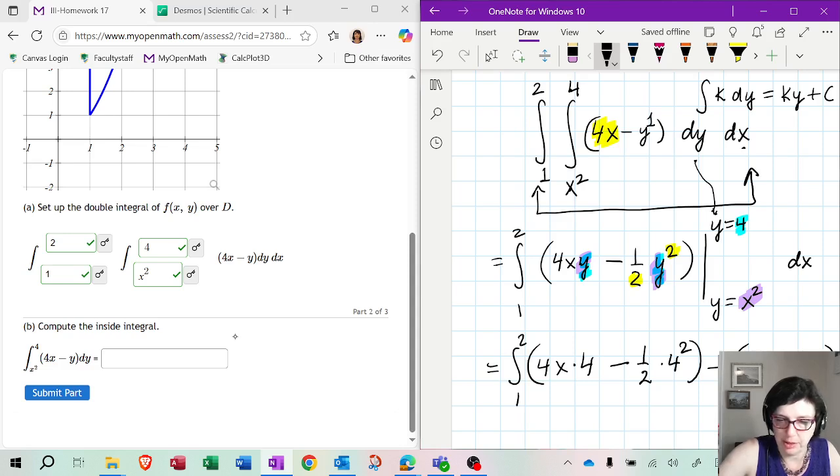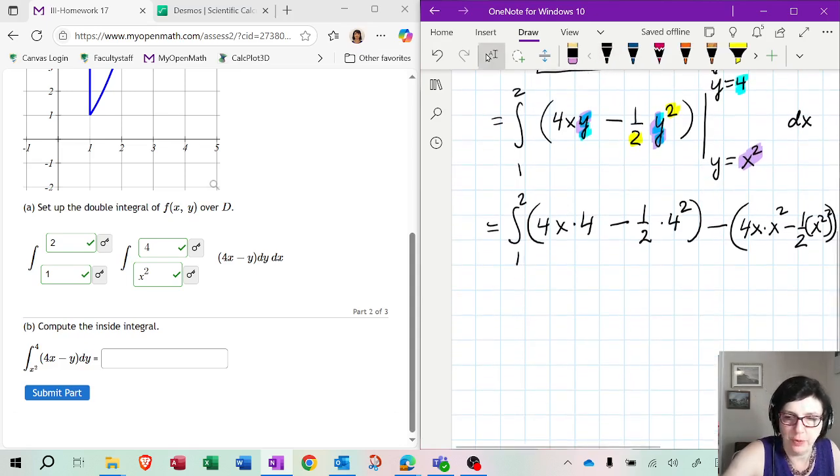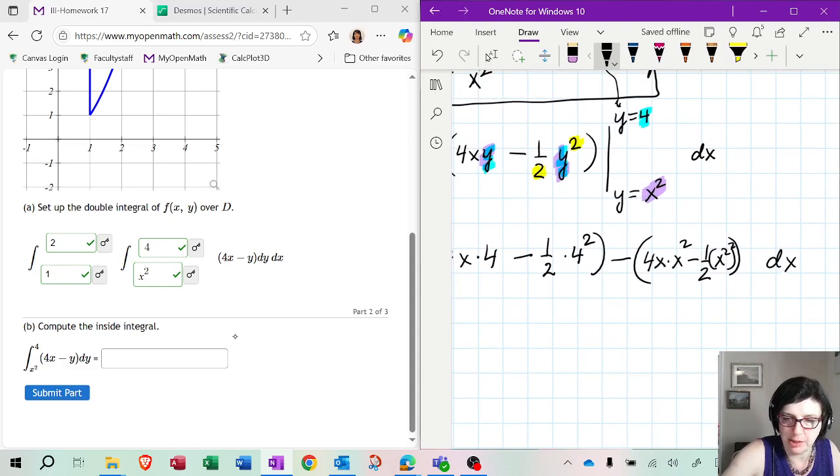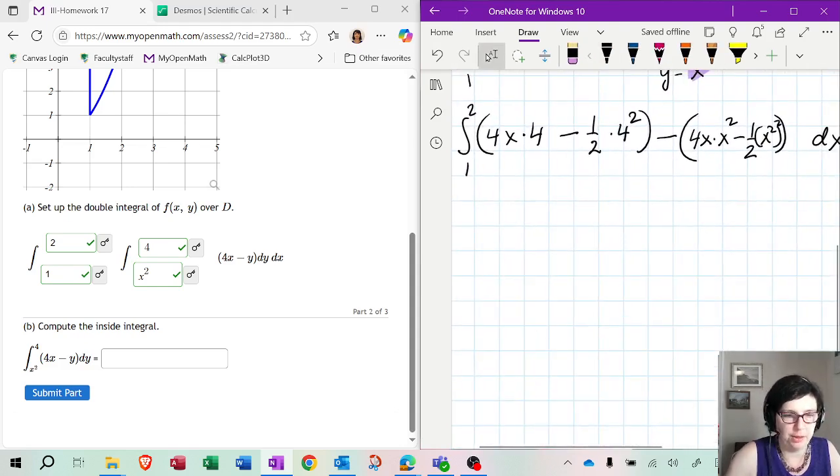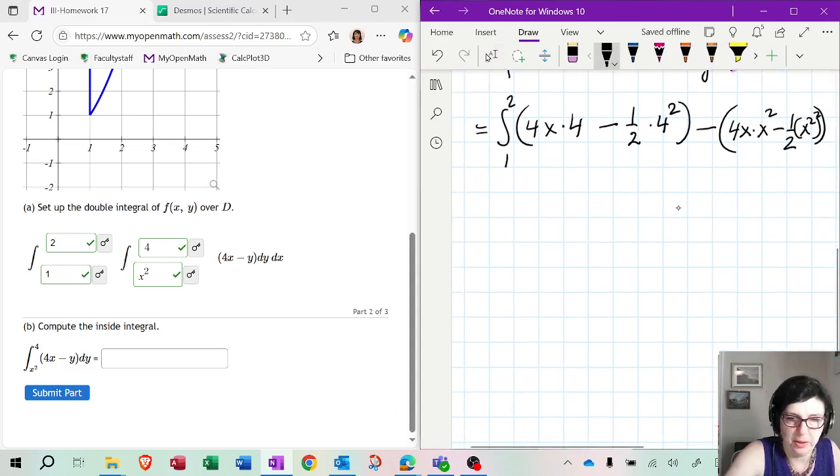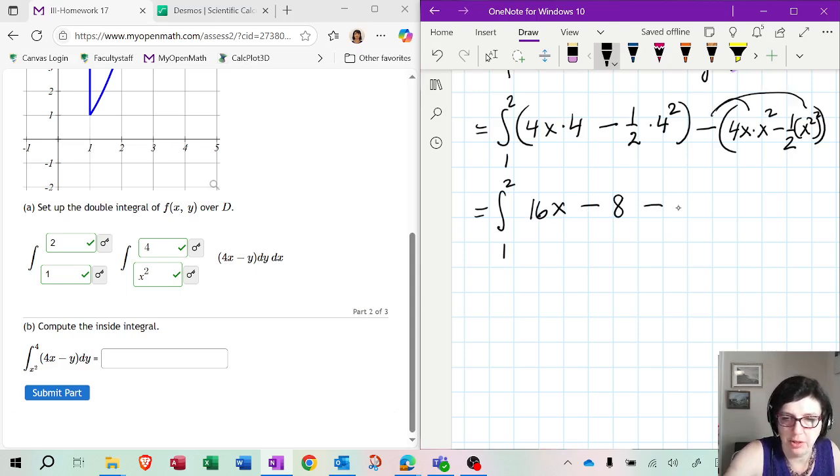4x times x squared, and then minus 1/2, and then x squared will be squared. So x squared squared. Okay, so let's see if we can simplify that. By the way, the dx is still staying there. And so we are, believe it or not, still doing part B, because we're still evaluating that inside integral. So this is going to be 4x times x, that's 16x, minus 16 over 2, that's 8. Then minus, this minus will be distributed.